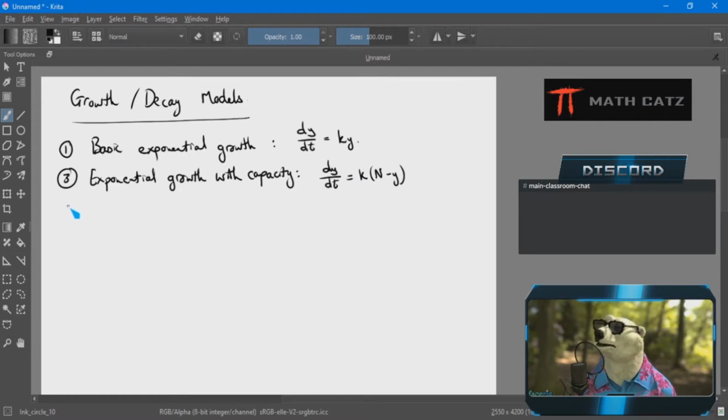Number 4 was Newton's law of cooling. Number 5 was some mixture problems. Okay, great. I'm not going to worry about those. I'm going to worry about these 2.